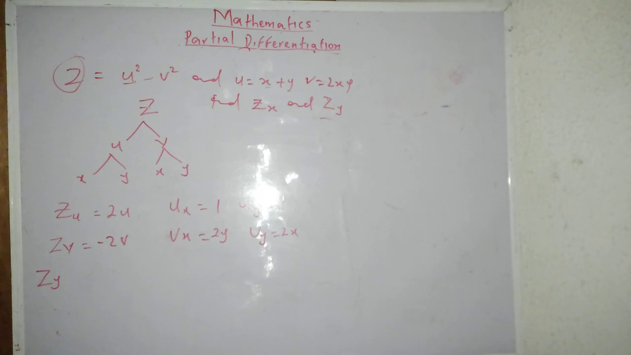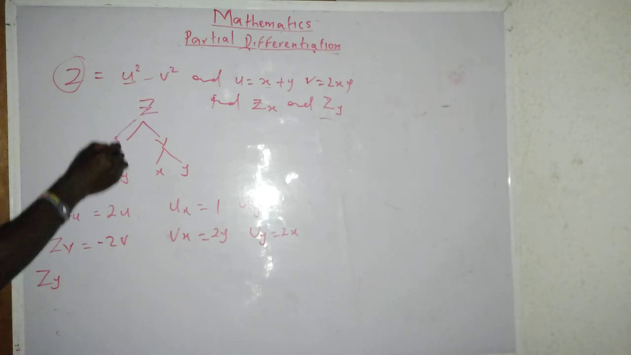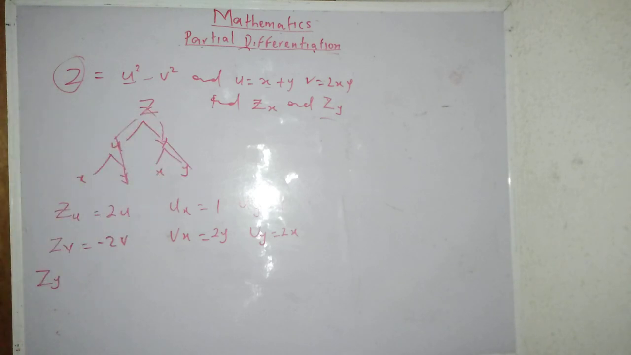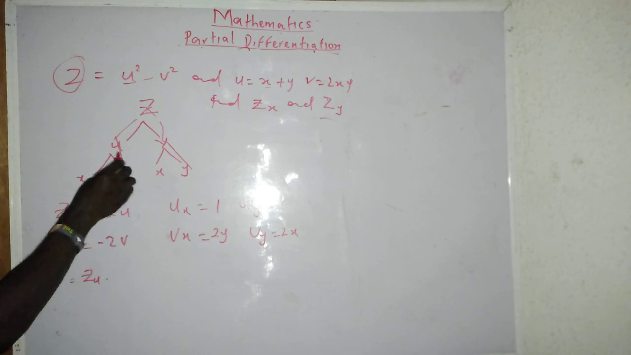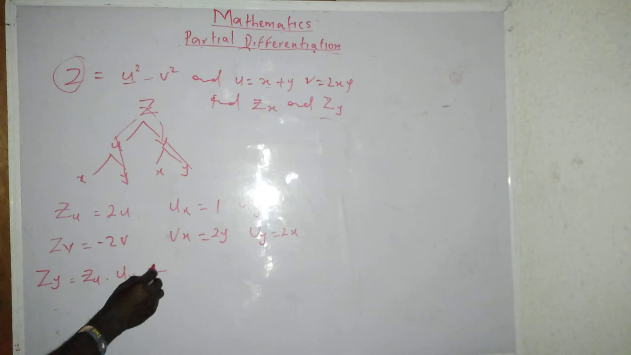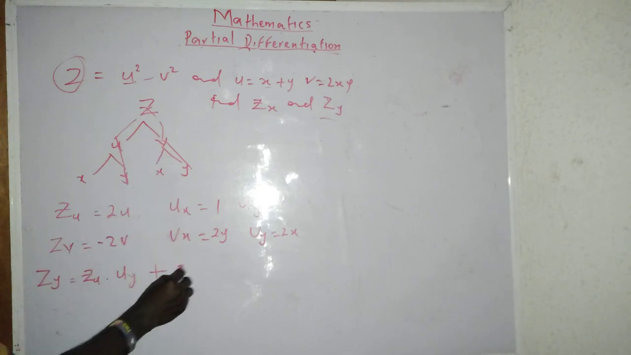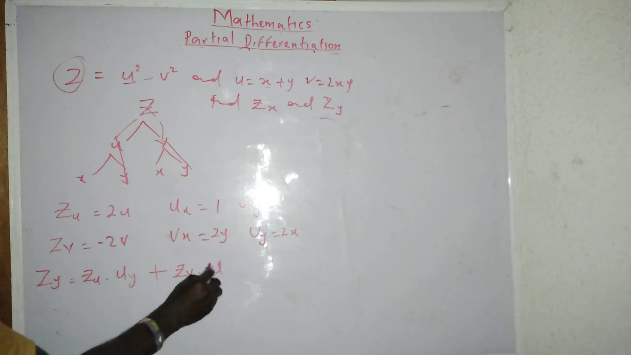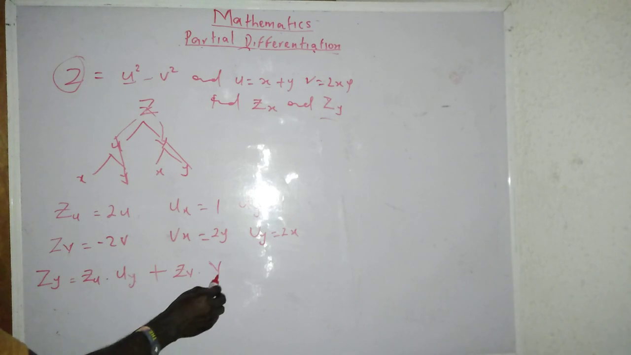Now, at this point, if I should get the second one, which is z, it means I will come like this, and I will come like this. I will come like this, and I will come like this. That's all. It means I'll be working towards u of x, dot of y rather, plus u z of v plus what? u v of y.